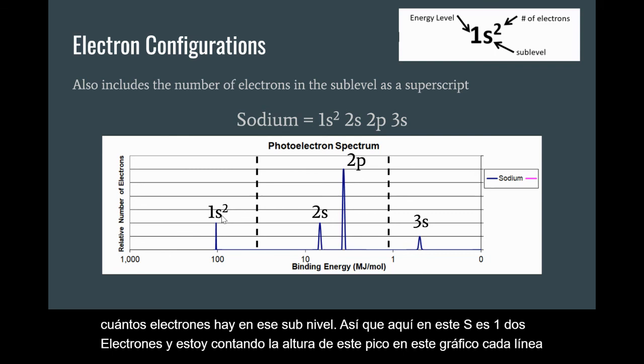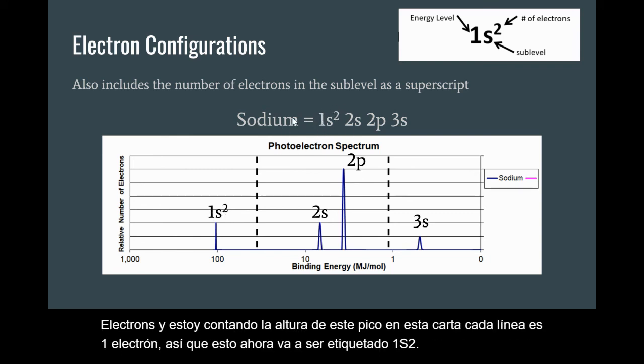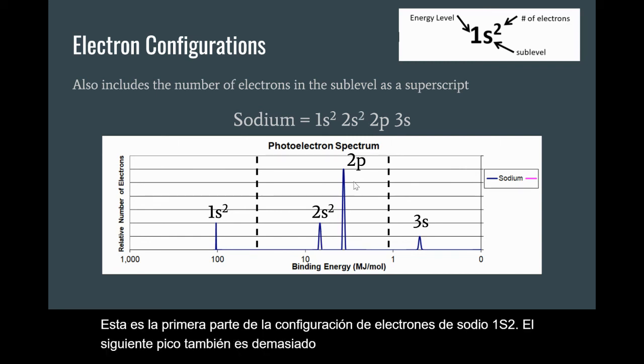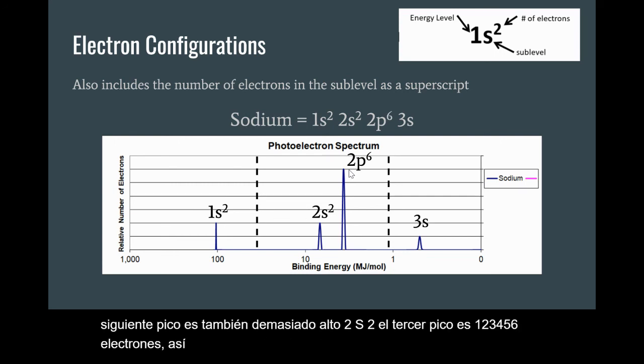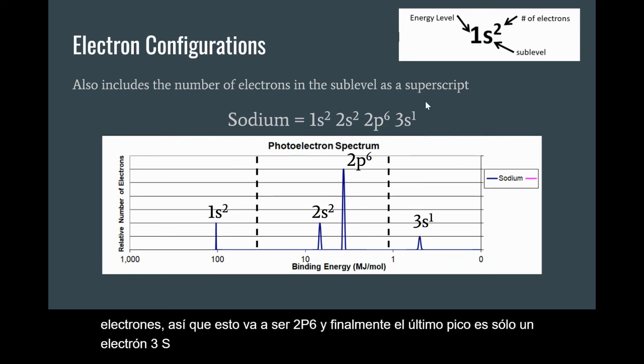So this is now going to be labeled 1s². This is the first part of sodium's electron configuration, 1s². The next peak is also two tall, 2s². The third peak is 1, 2, 3, 4, 5, 6 electrons. So this is going to be 2p⁶. And then finally, the last peak is only 1 electron, 3s¹. This is the electron configuration for sodium.